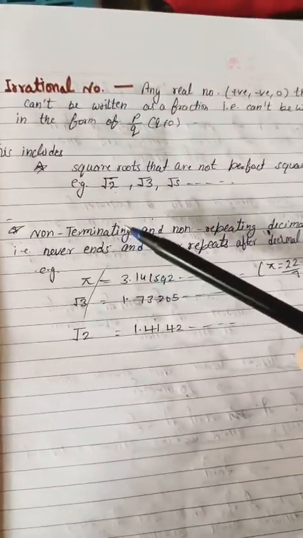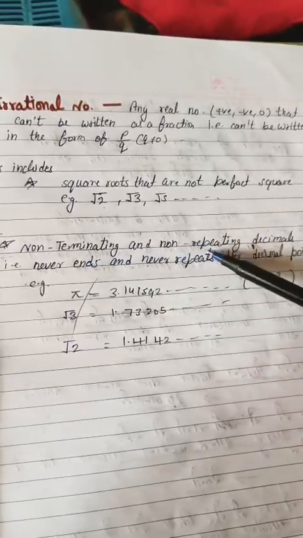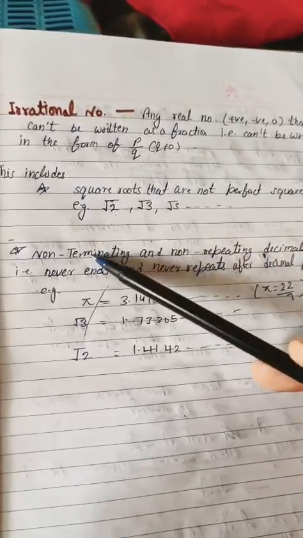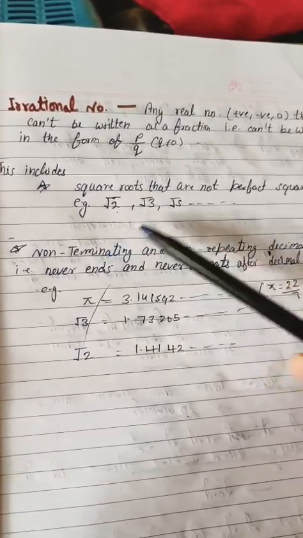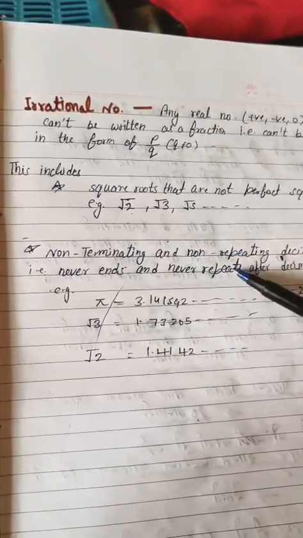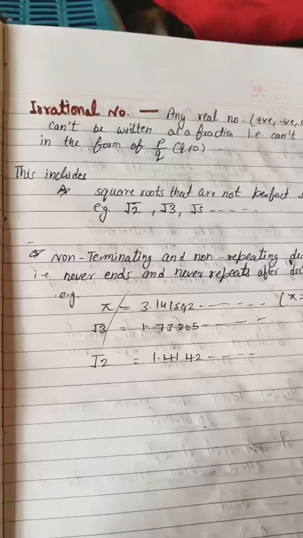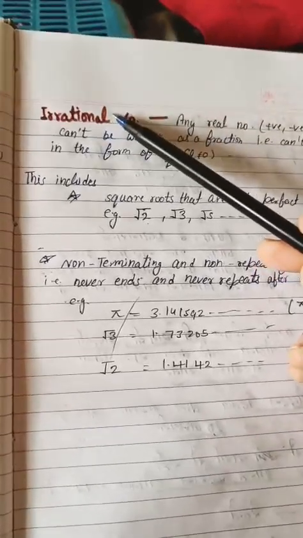Okay, the next is non-terminating, non-repeating decimal numbers. Non-terminating means the numbers which never end. Non-repeating means the digits after the decimal never repeat. These are also included in irrational numbers.